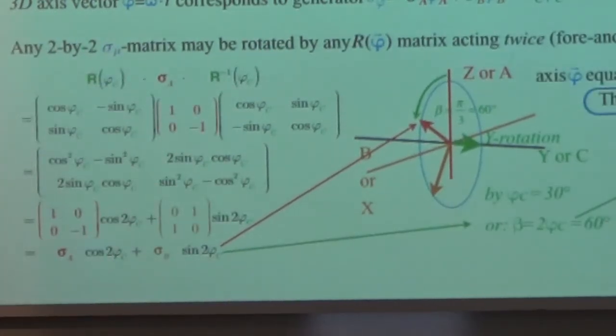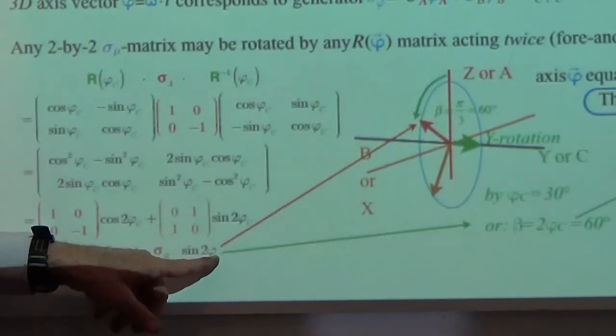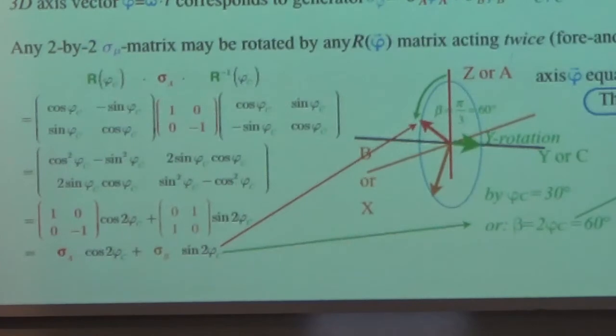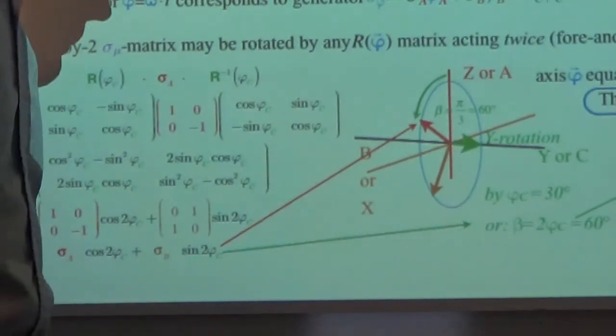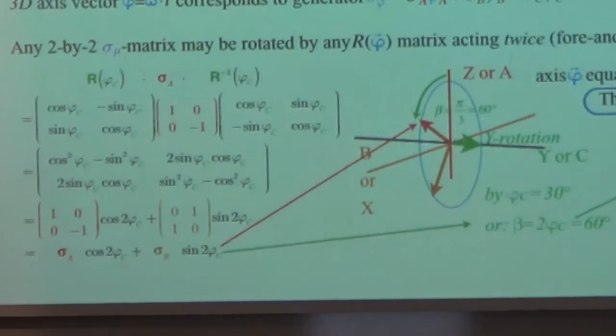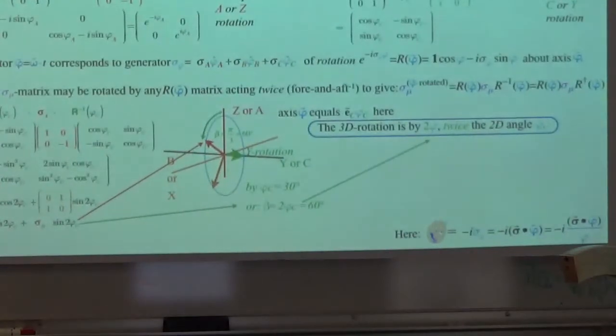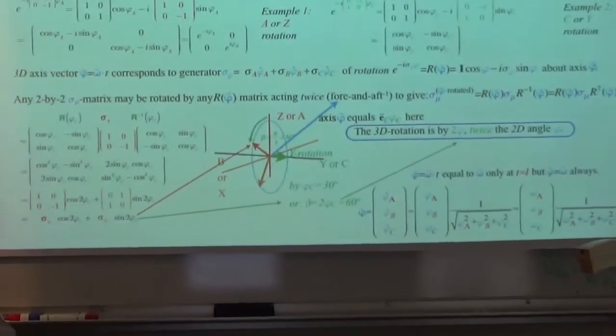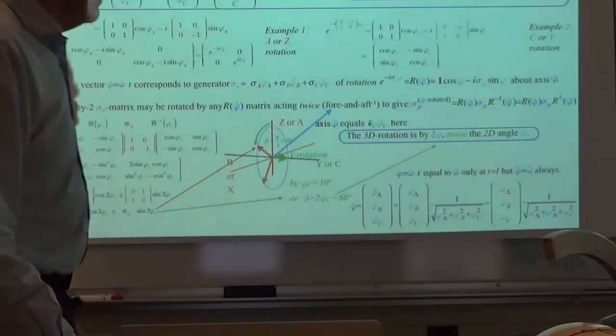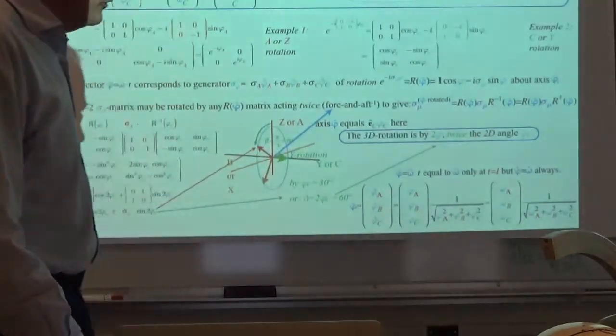The 3D rotation is twice. There's that factor of 2. This darn thing's going twice as fast as you might expect it to have done. Okay? Well, not okay. We've got to figure out what the heck's going on here, right? The 3D rotation is by 2 phi, twice the 2D angle in the spinor world, which has two complex dimensions, but still two dimensions. Okay. Try another direction.